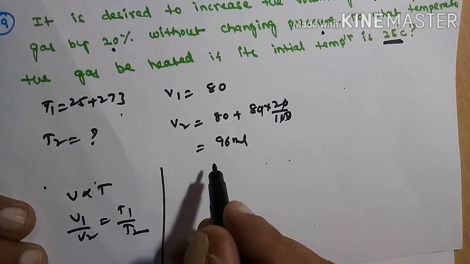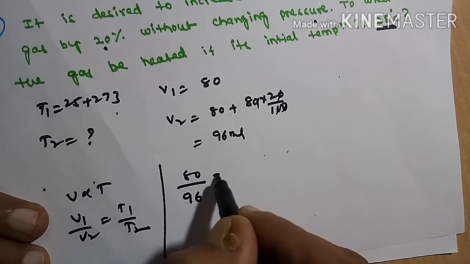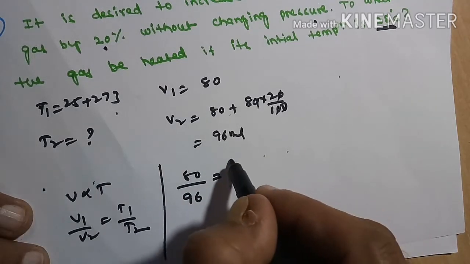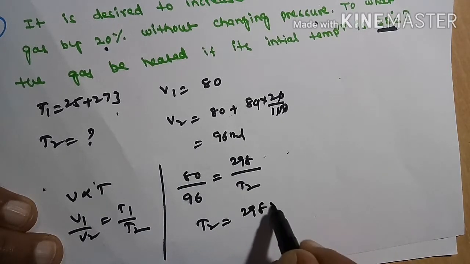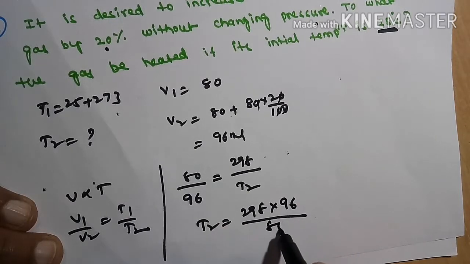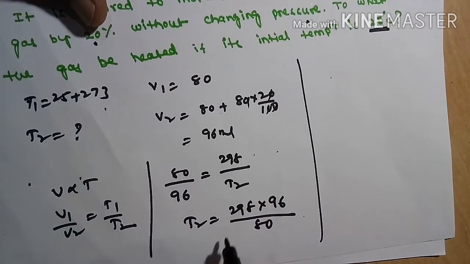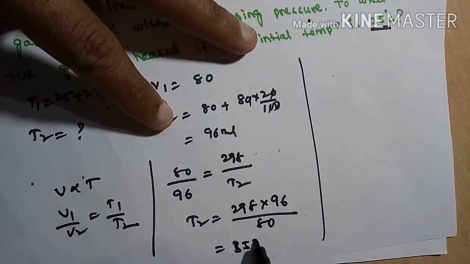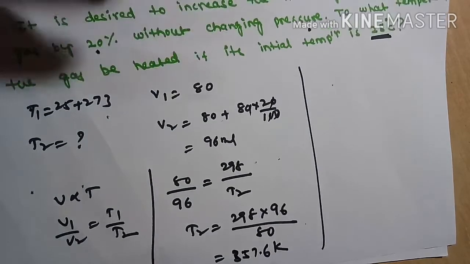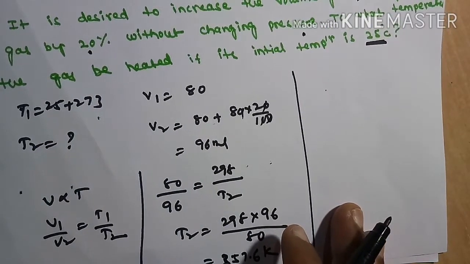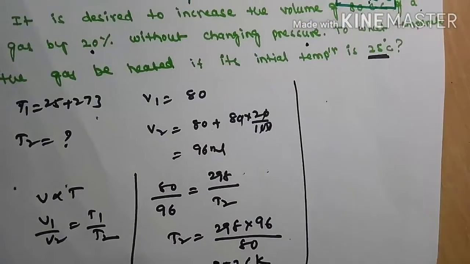V1 is 80, V2 is 96, T1 is 25 plus 273, which is 298. Then T2 is equal to 298 into 96 divided by 80. So we got 357.6 degree Kelvin. In order to convert into degree centigrade, subtract 273, and you will get 84.6 degree centigrade. So these are the problems.